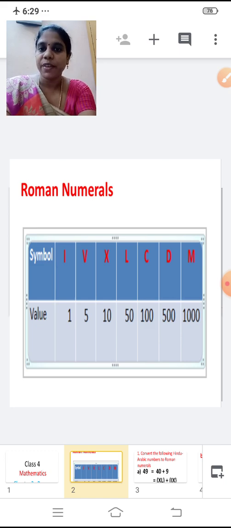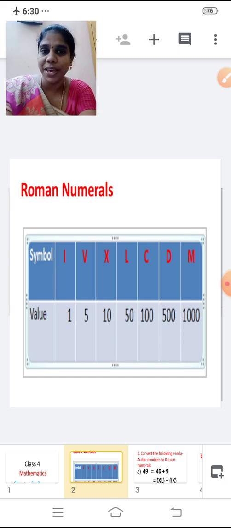Symbols I, V, X, L, C, D, M. What are the 7 letters of the alphabet? I, V, X, L, C, D, M. I represents the number 1 in the Indo-Arabic number and V is 5. Value of X is 10, and value of L is 50. Value of C is 100. Value of D is 500 and value of M is 1000.